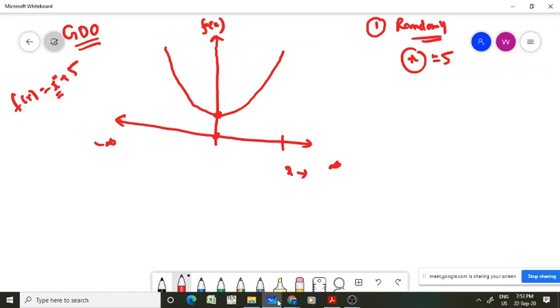Like that, in the gradient descent algorithm also, we are starting with a random point. Let's assume that the randomly generated initial point is x equal to 5. Let's assume that's x equal to 5. This is a random point.